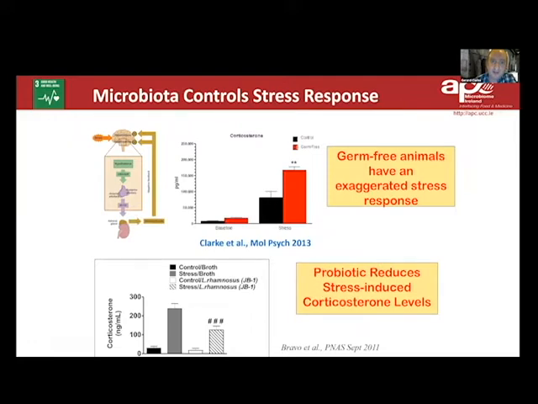So what we can see here are studies following on from the original observations by Sudo and colleagues, where we've shown again that germ-free animals have an exaggerated stress response compared to control animals, as indicated by the production of corticosterone following an acute stress exposure. And that ties in pretty well with what we've seen from the administration of probiotics as well, where specific strains are able to reduce or blunt stress-induced corticosterone production.